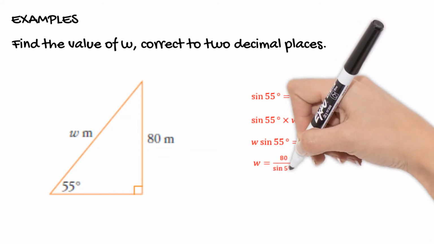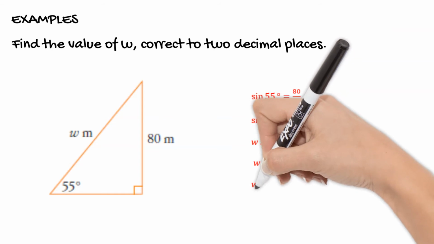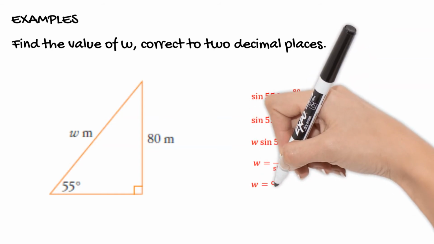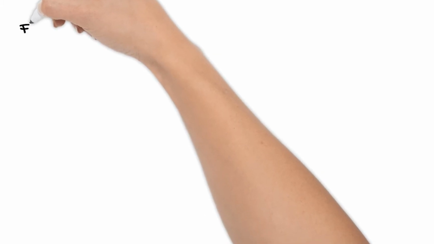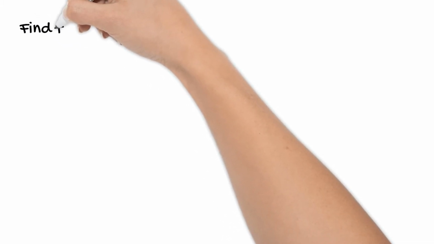And then we can pop that in our calculator, and we're going to round to 2 decimal places, of course, so we end up with w is equal to 97.66. Now, I always encourage you to check that your answer is reasonable. So if I get a value of the hypotenuse is 97 and the other side that I was given was 80, that is absolutely reasonable. Okay, my hypotenuse needs to be longer than my side of 80.